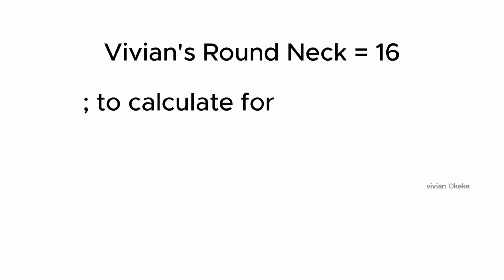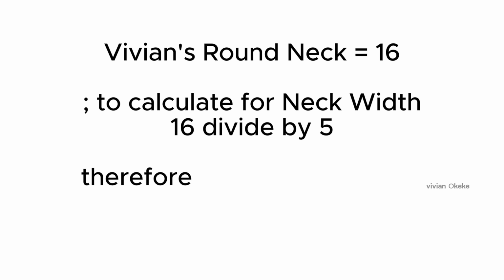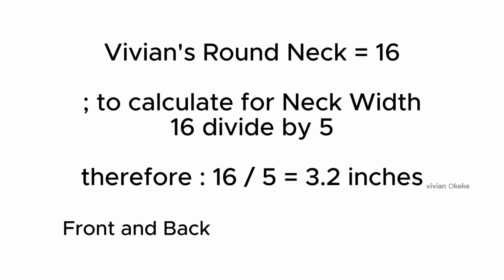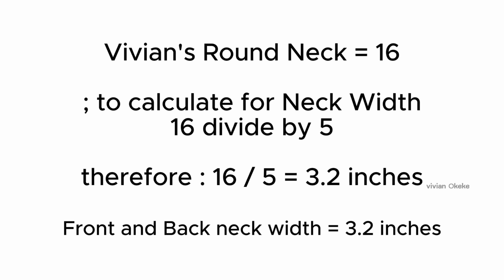Now if you have a round neck of 16, the first thing you're going to do is get the neck width, the wideness of the neck, using that 16. You're going to say 16 inches divided by 5, and that's it. That is my neck width. That is what I'll be marking on my front pattern, my front piece, and that is what I'll be marking on my back pattern, my back piece, because the back and the front are always the same when it comes to the neck width. So this is the measurement I'll be marking.